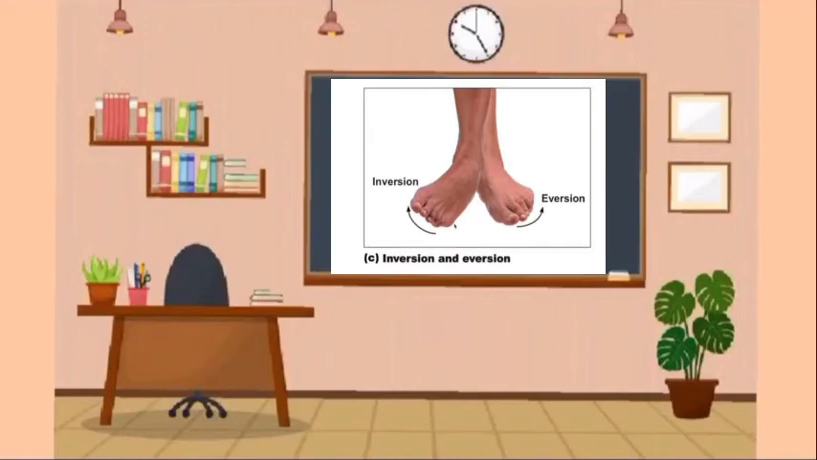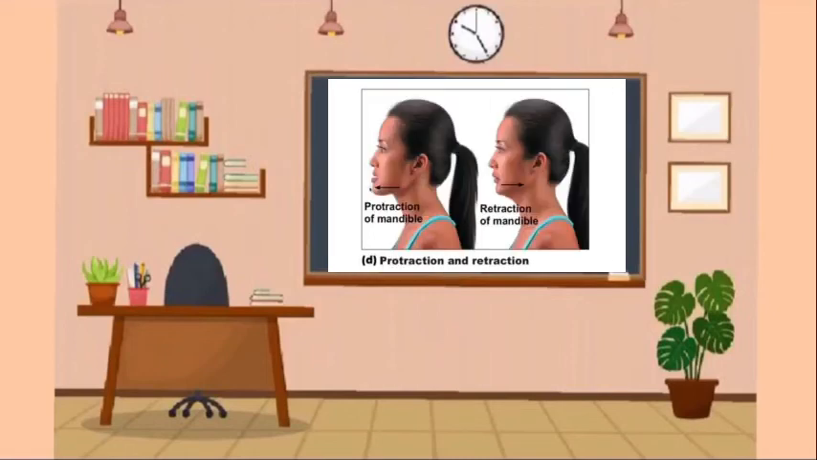So remember, inversion is pointing the sole of your foot inward, eversion is pointing the sole of your foot outward. And then protraction of the mandible is thrusting it outward here, and retraction of the mandible is drawing it backward. You can do this with the scapula as well. If you draw your scapula anteriorly, that's protraction, or if you draw your scapula backward as if to pull your shoulders back, that would be retraction of the scapula.